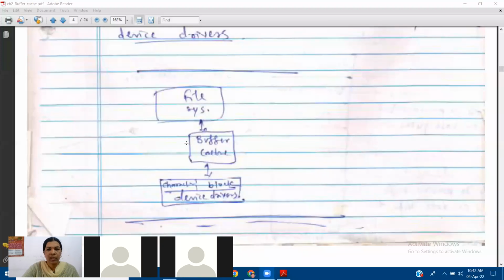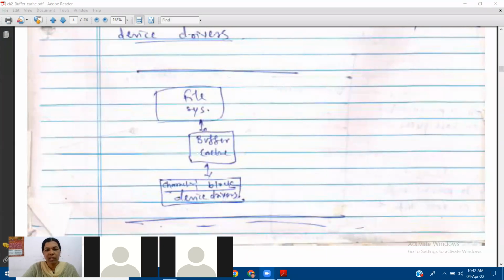So in the architecture, the buffer cache is maintained at kernel level, right? I have just taken the part of the architecture over here. This is user level, this is kernel level, and this is hardware level. So the buffer cache is kept inside the kernel level and in between the file system and block type of devices. So what is my buffer cache?